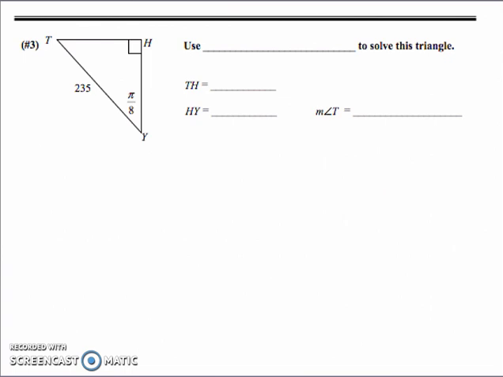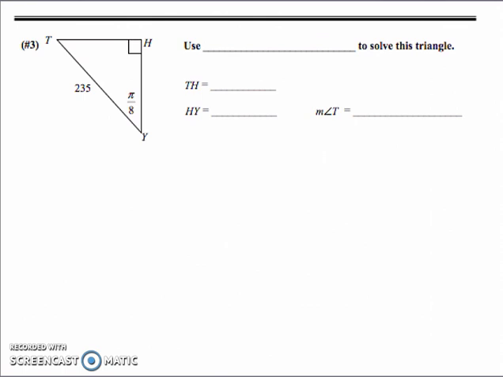Okay, well, we know that the three angles in my triangle have to add up to 180 degrees or pi. So the two non-right angles would have to add up to 90 degrees or pi over 2.